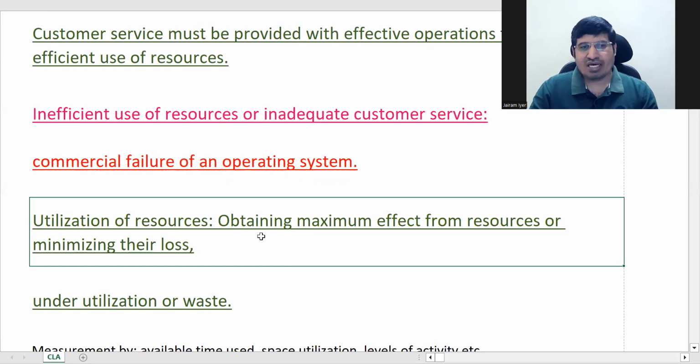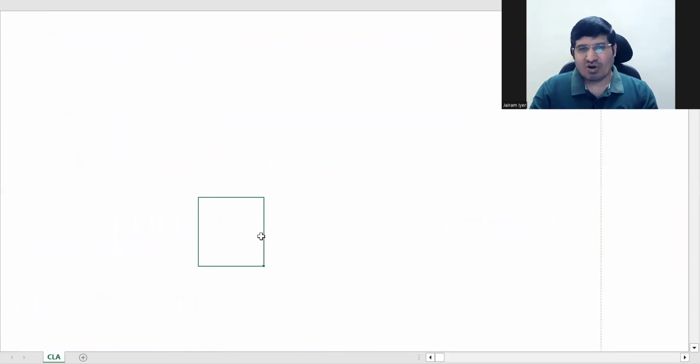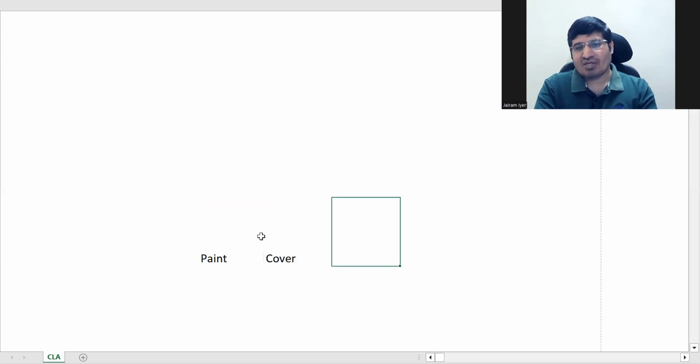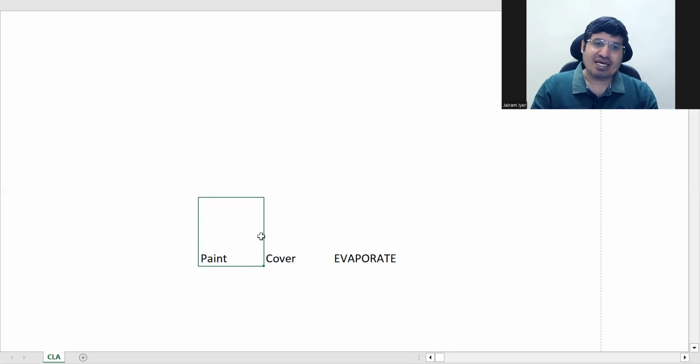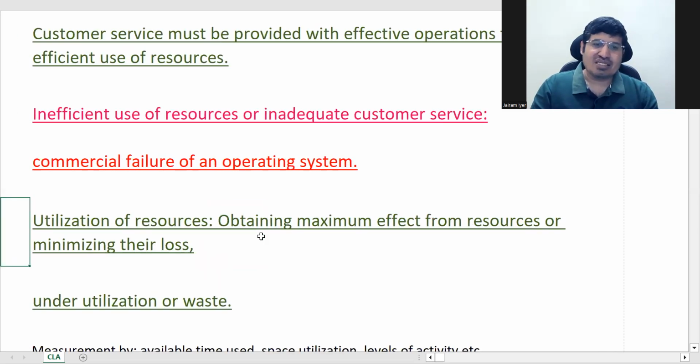Okay? So for example, from a smaller thing, if a painter is using paint, whenever he is not using it, even for a small while, he will cover it, because it will evaporate. So in this way you have to see that just make sure that your utilization of resources is such that your loss is minimized.